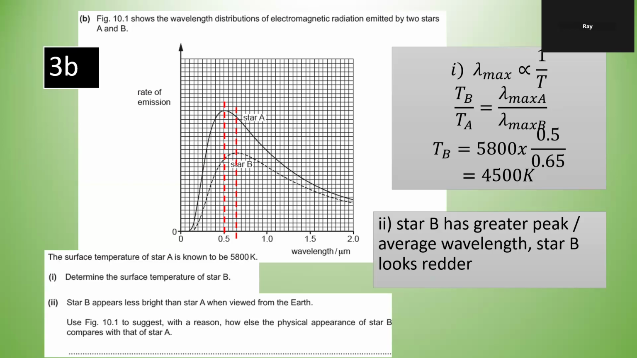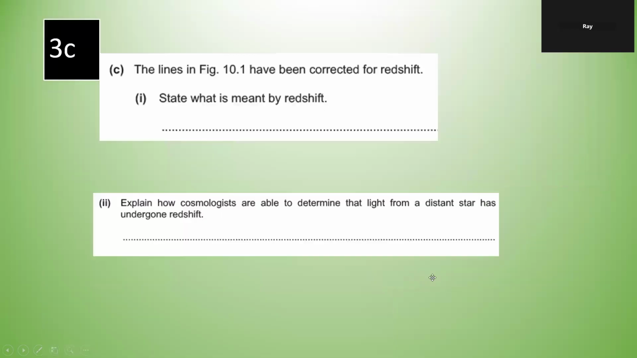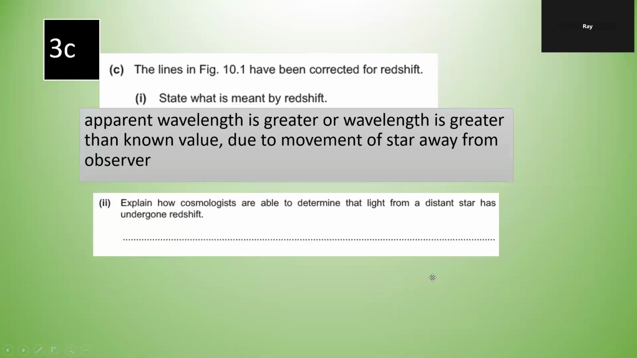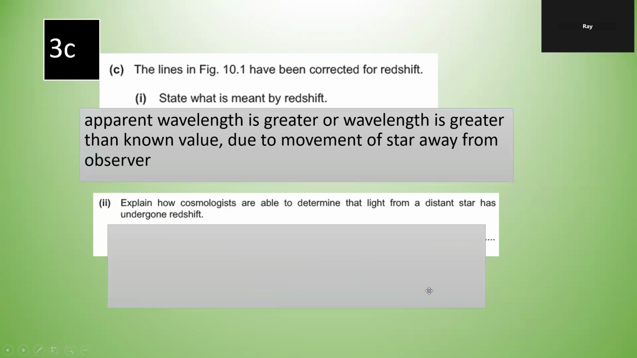So star B has greater peak or average wavelength. Right? Okay. Star B looks redder. Right? I think I'll give you all the answer. You can take your time to read there because you cut off any time now.